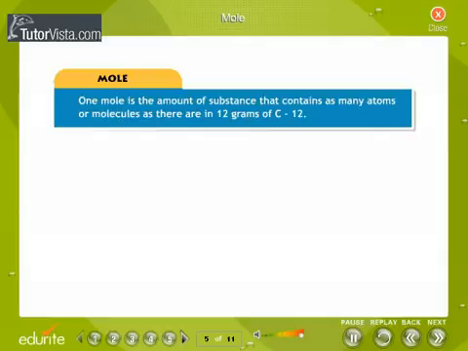Mole. 1 mole is the amount of substance that contains as many atoms or molecules as there are in 12 grams of carbon-12.